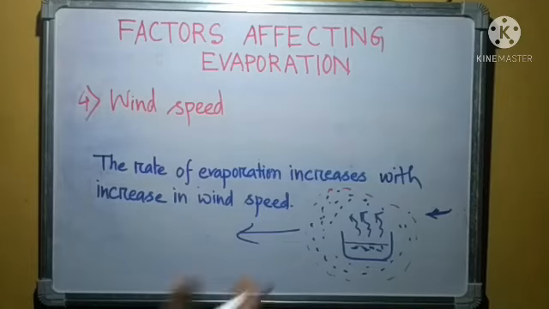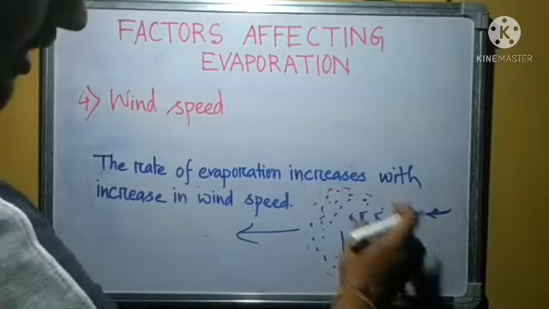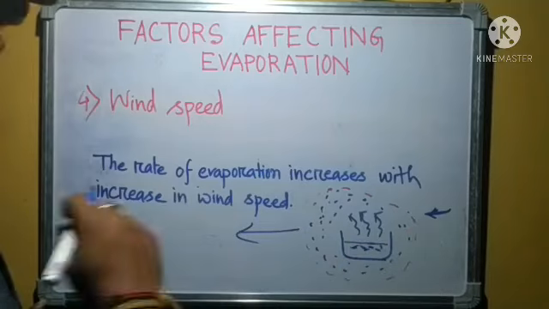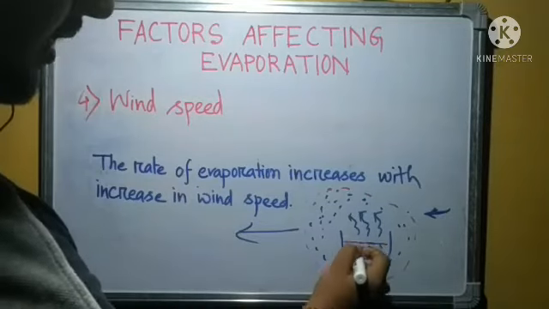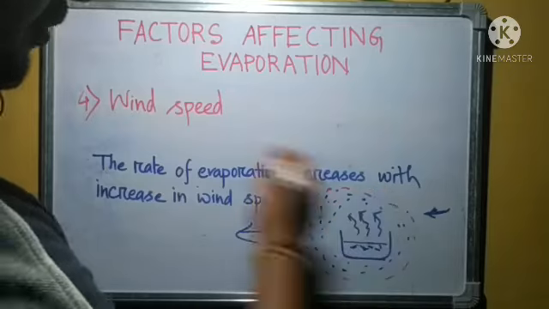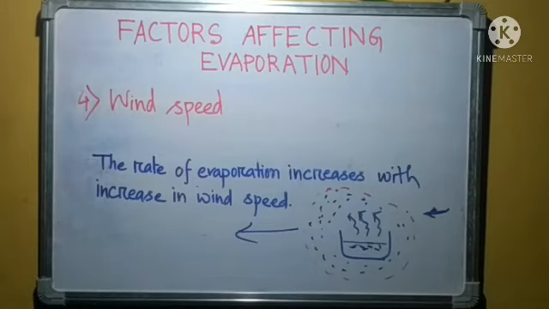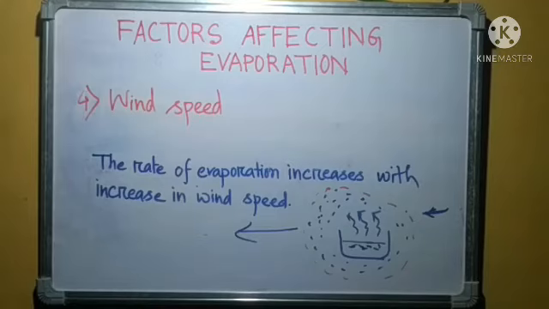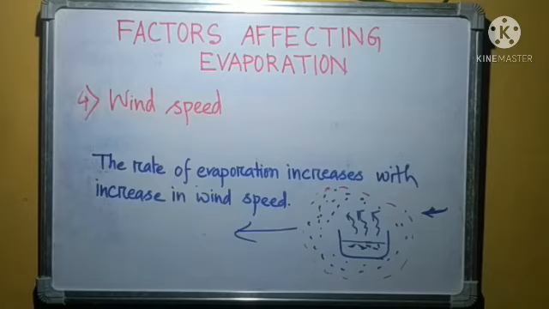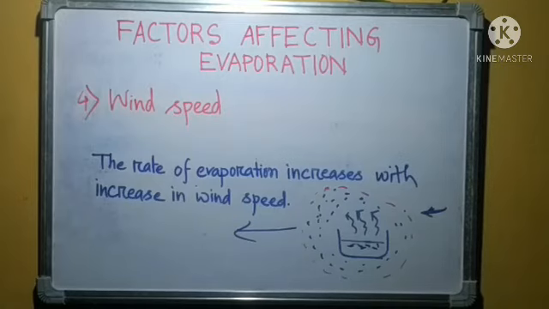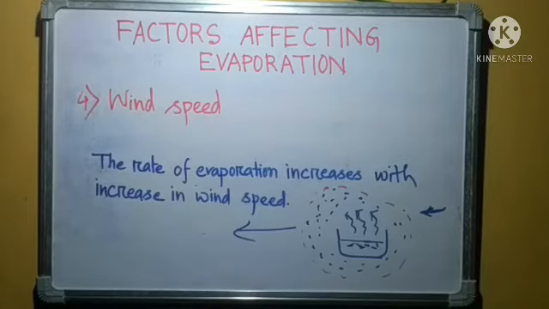Once the water vapor moves, this place will have less water vapor in the air. So the water vapor that is newly produced due to evaporation can easily move into the air. That is the work of wind: to move away the water vapor that will be produced. Since water vapor is moved away, the amount of water vapor in the air surrounding the vessel, where evaporation is occurring, will be less, and due to this evaporation will be faster. So these are the 4 factors affecting evaporation.